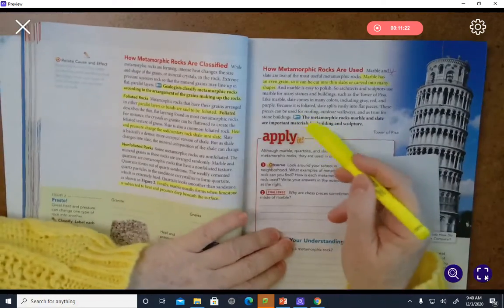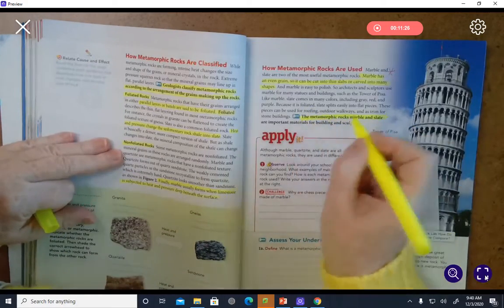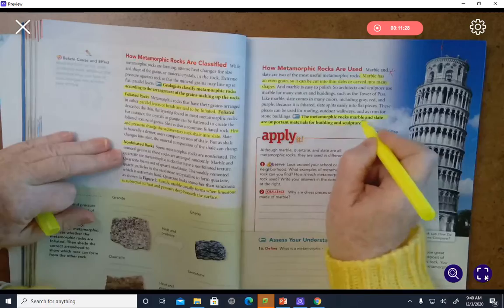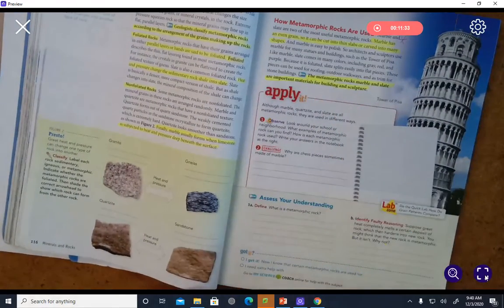So this is a key idea. Let's highlight that. The metamorphic rocks, marble, and slate are important materials for building and sculpture. So maybe not tools, we're going to say sculpture here.